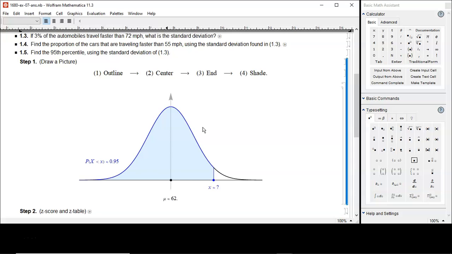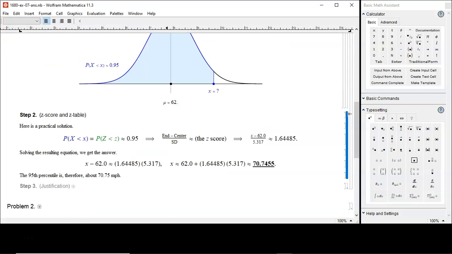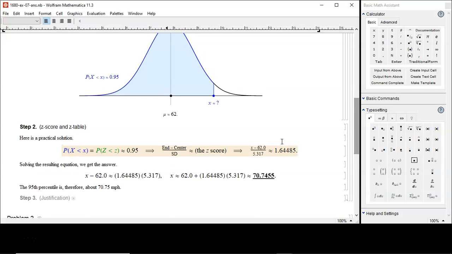So this is what we want, 95%. Look up the z-table as we did. You get something close to 1.645. Somewhere in between 1.64 and 1.65, 1.645. Here I'm using a little bit more accurate figure, 1.64485, because I use statistical calculation through Mathematica. 1.645 will do in reality, and then you can solve this equation for x. If you do it right, you're going to get about 70.75, something like that. That is the 95th percentile.